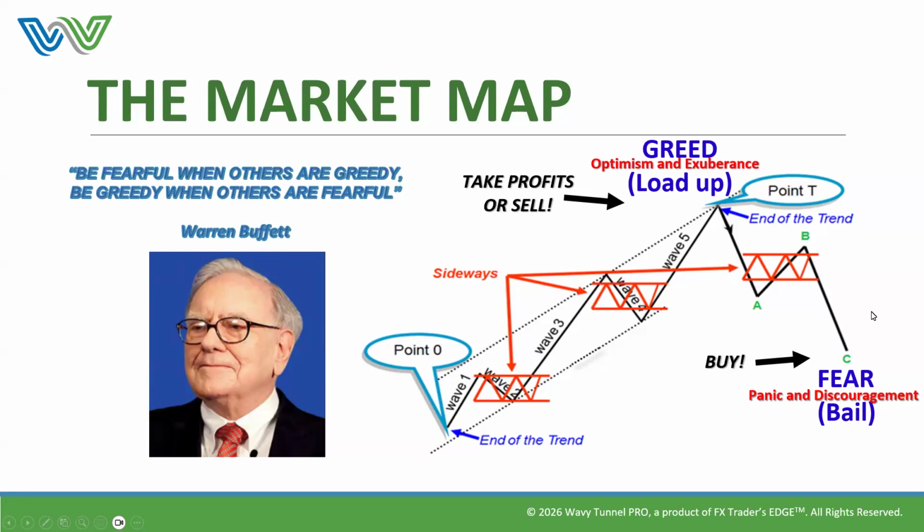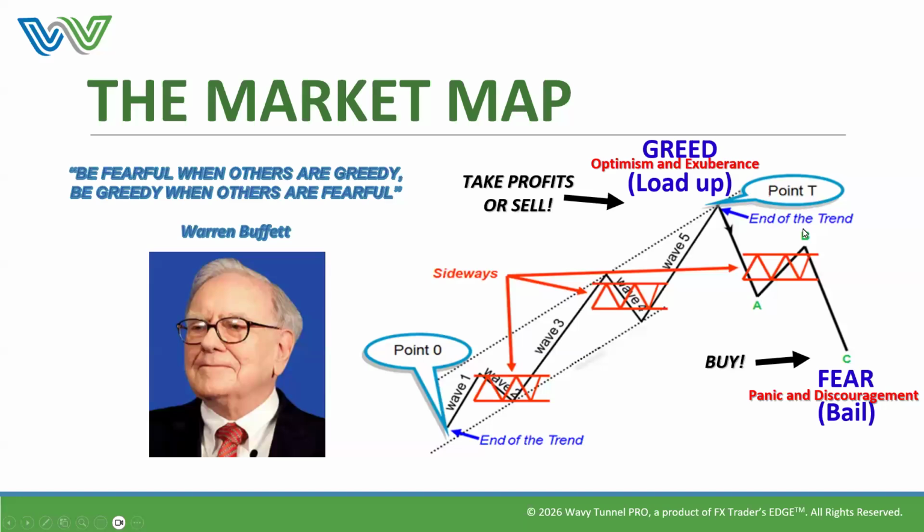This is the market map, and the Breakout 4 trade lives right here. After we've had a strong impulsive uptrend, we have a pullback, and this can be a strong ABC pullback. It can be more of a sideways pullback. Bottom line is that it comes back into the tunnel, which you will see. And down here, this is where the markets tend to get fearful. They tend to panic and to be discouraged and bail. And this is a time to seriously consider buying after a strong pullback.